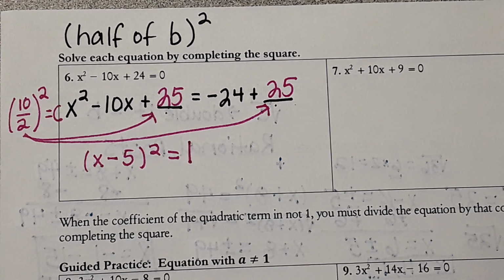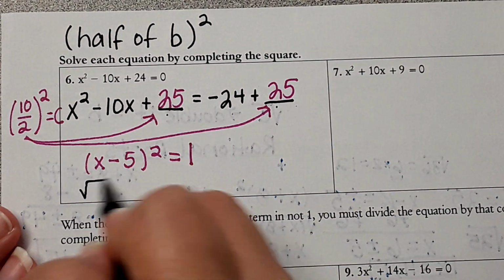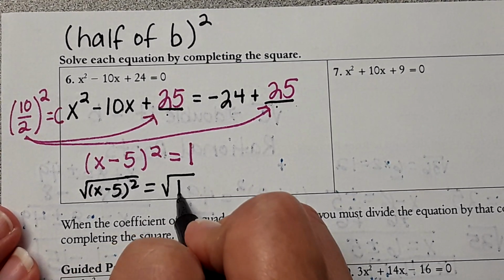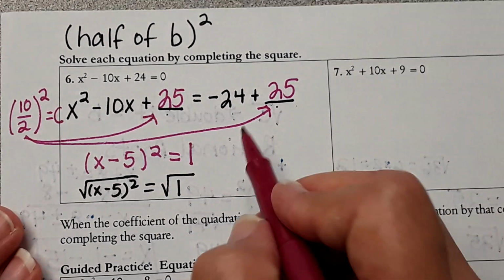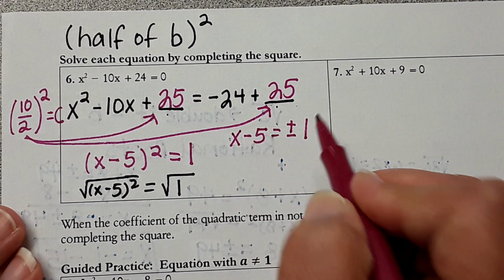So the difference between what we just got done doing, the solving by square root, and this, is that we actually have to play around with the equation to make it work for us. So we have to move that c over, create another c, to get it all here. And now we can take the square root of both sides. So I'm going to take the square root of x minus 5 squared, and I'm going to take the square root of 1. I would be left with x minus 5 equals plus or minus 1.